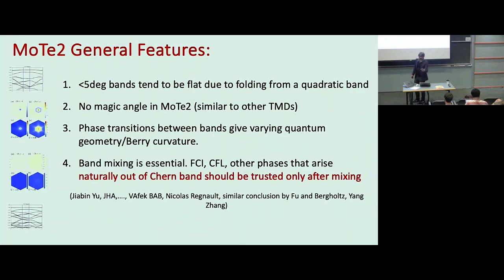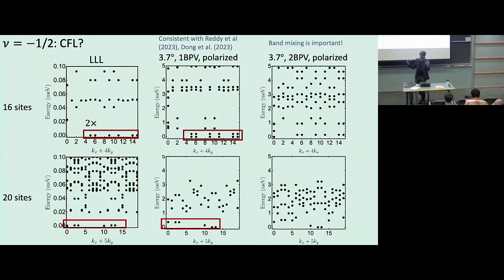So band mixing being essential, then I would expect calculations to be done with band mixing. So let's do calculations with band mixing and look at what happens when you take, for example, the -1 composite Fermi liquid spectrum. So these are our calculations, but we of course agree with one band per valley with the calculations that appear in the literature. And what you see is the following degeneracy.